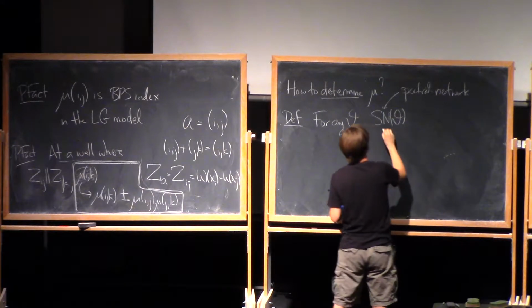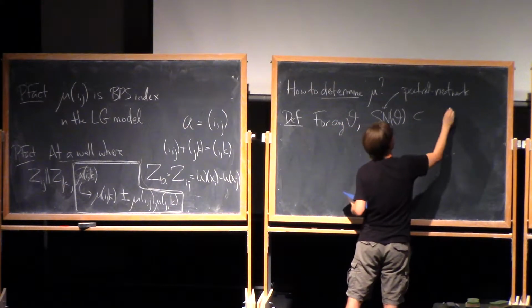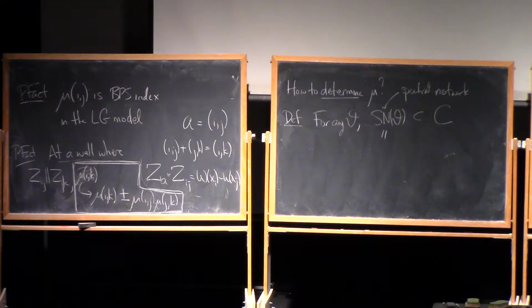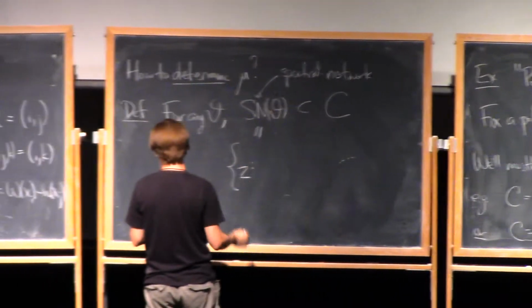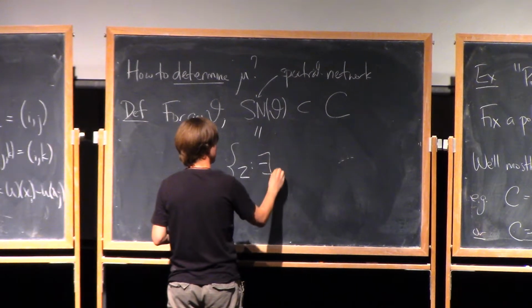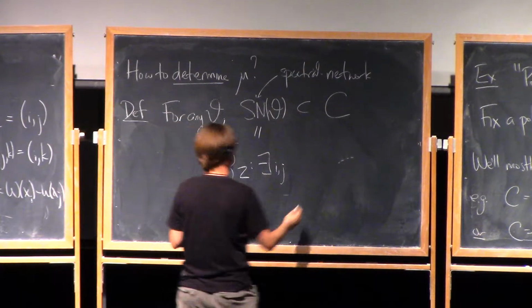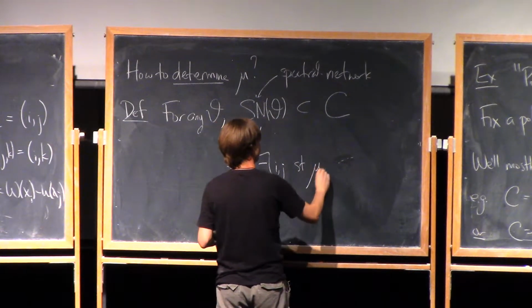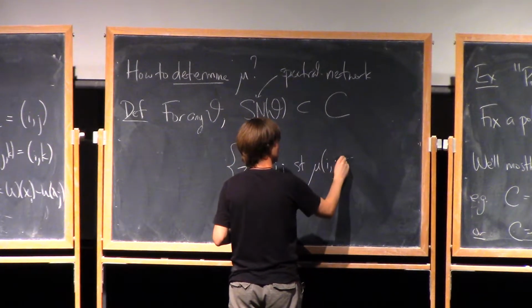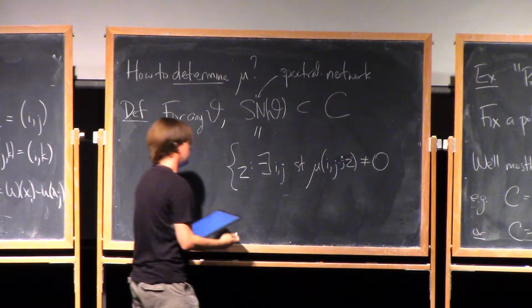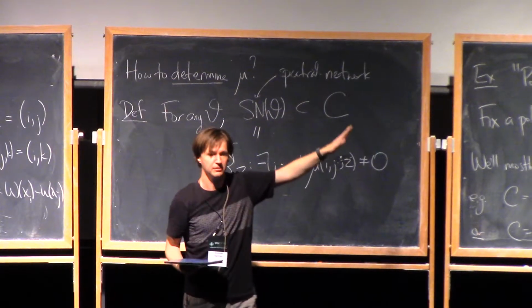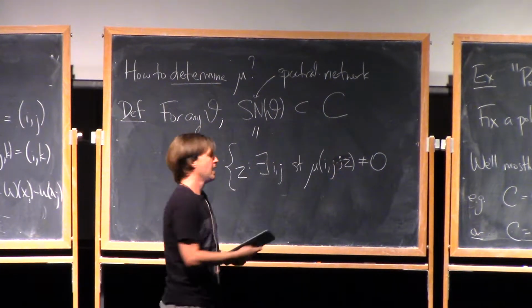Sn of theta will be a subset of the parameter space, so the same space where this picture is drawn. In that parameter space, I'm going to draw a subset. And what it is, it's the set of all z's such that there exists a soliton, so there exists some i and j such that mu of i and j at z is not 0. But not just any soliton. If I just said this, the subset would be the whole plane, because there's at least one mu not 0 everywhere.